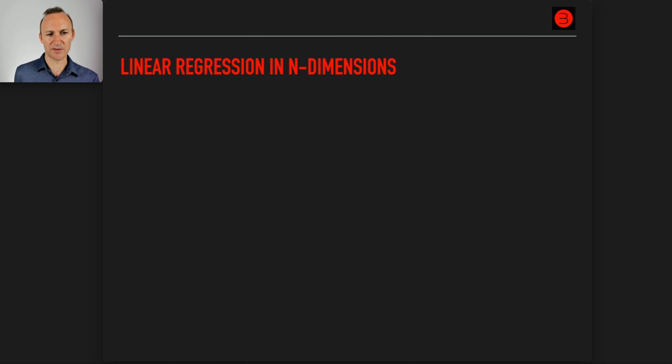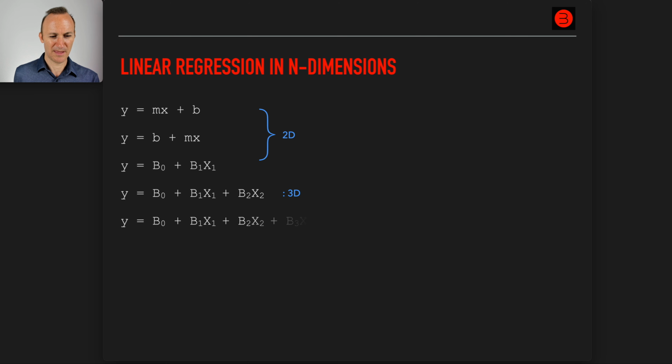So how do we do this in n dimensions? Well, let's start with y equals mx plus b, and then flip it around, and change the labels to b sub 0, b sub 1, x sub 1. You'll see why. Those are all 2-dimensional. But now you can keep going: b sub 2, x sub 2, and that's a 3-dimensional one. You add another bx, and now you are in 4 dimensions. And you can keep going. This is considered to be n-dimensional.